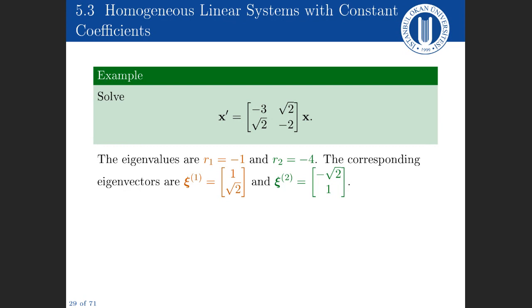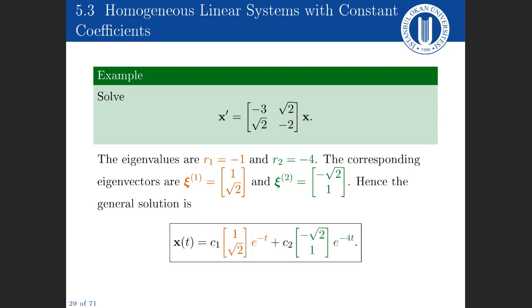And this is all we need to calculate. As soon as we know these, we can write down the general solution to this linear system of first order differential equations. It must be C1, eigenvector e to the power eigenvalue t plus C2, eigenvector e to the power eigenvalue t. That's all we need to do here.